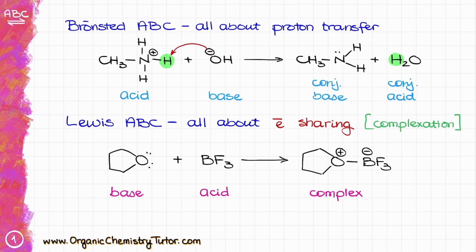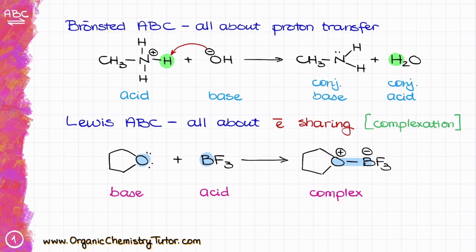Also, whenever we are dealing with Brønsted-Lowry acids and bases, we're talking about acid, base, and then their conjugates, the conjugate acid and conjugate base. However, in Lewis theory, it's all about the electron sharing, and we are going to be talking about complexation rather than proton transfer. So in Lewis theory, we are going to have a base, and that base is going to make a complex with an acid by making a new bond between the elements.